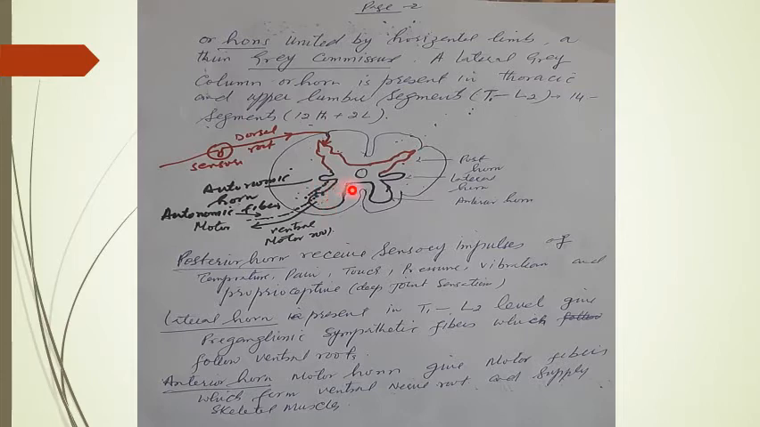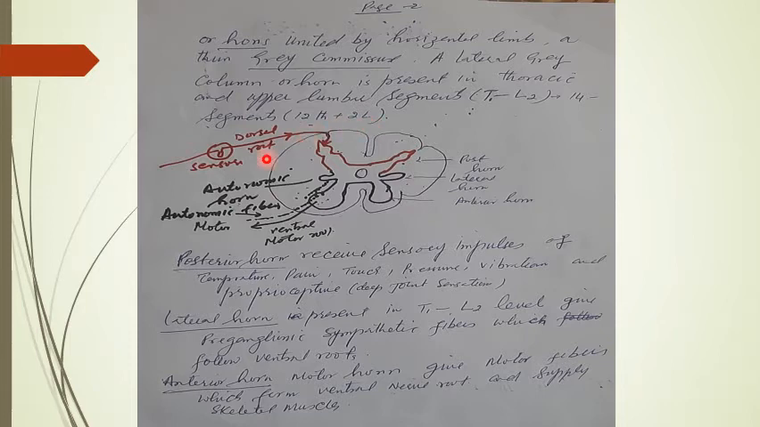These are the 3 horns. The lateral horn is present in the thoracic and upper lumbar segments, that is T1 to L2, which means 14 segments, 12 thoracic and 2 lumbar. If you take a section in the thoracic region of the spinal cord, the lateral horn is present in every thoracic segment. It also exists in L1 and L2 segments.